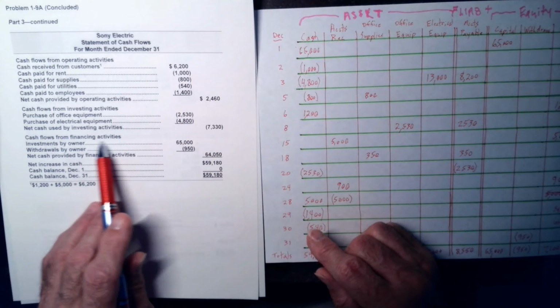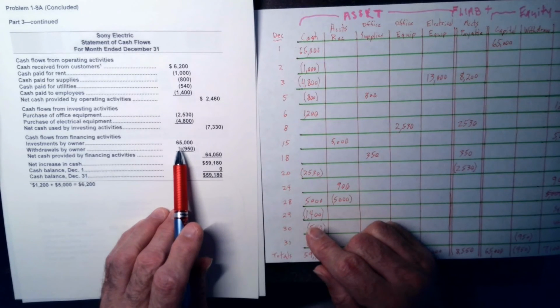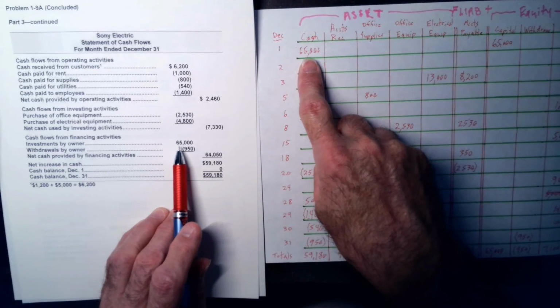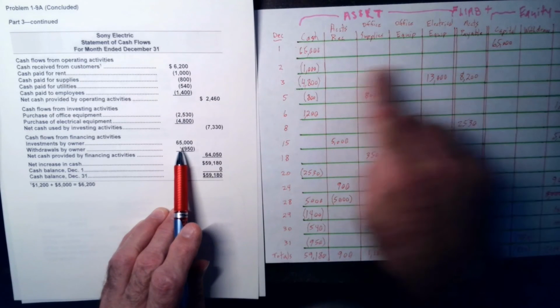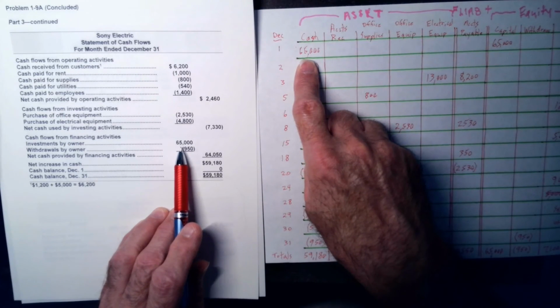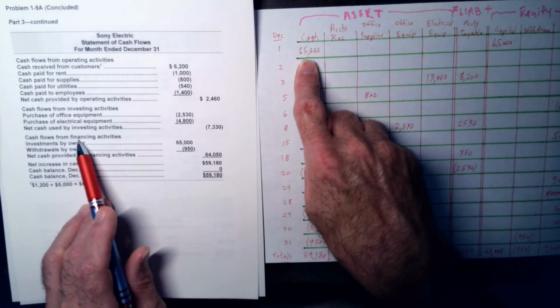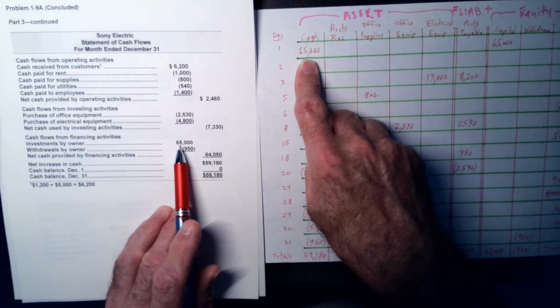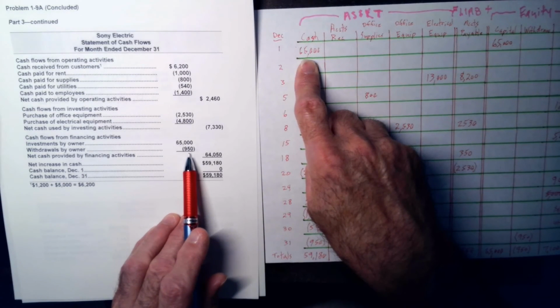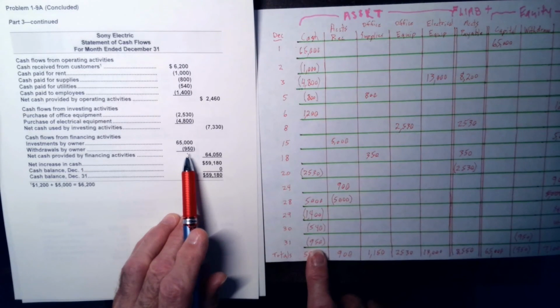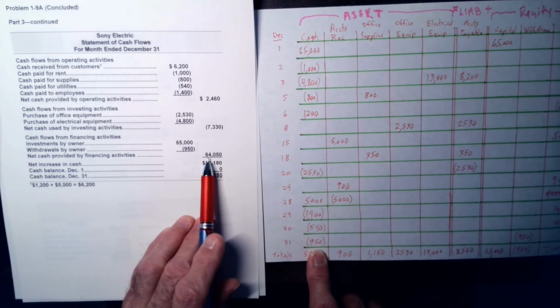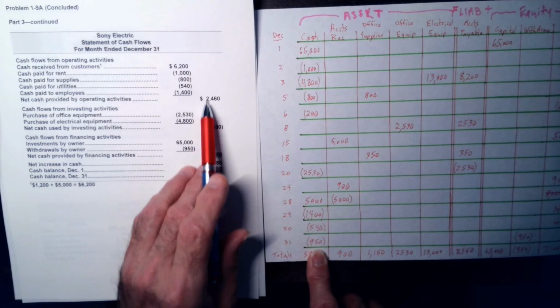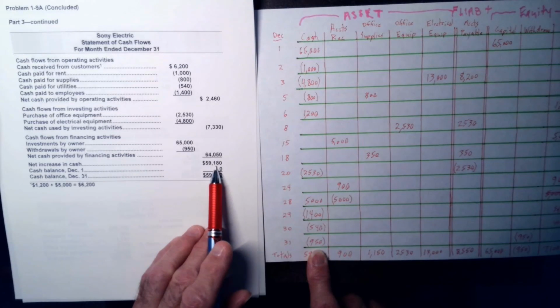Last but not least, financing. How do I raise money for the company? Well, remember San Yusoni, he plunked down $65,000 in cash and went to the capital account. That's my investment right there. Okay, that's how I finance my company, by plunking down $65,000 in cash. Minus $950, that is my cash withdrawal, which is down here. Okay, then I total that up. This minus this plus this equals $59,180.